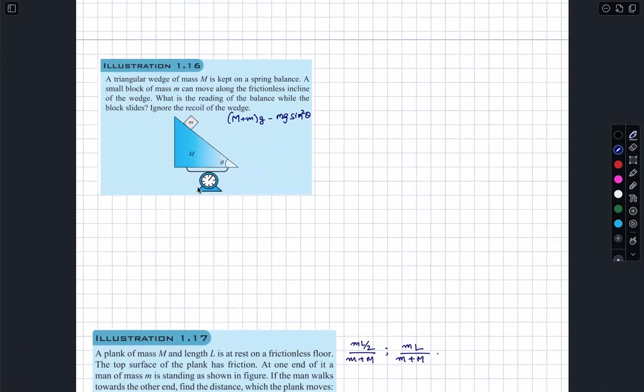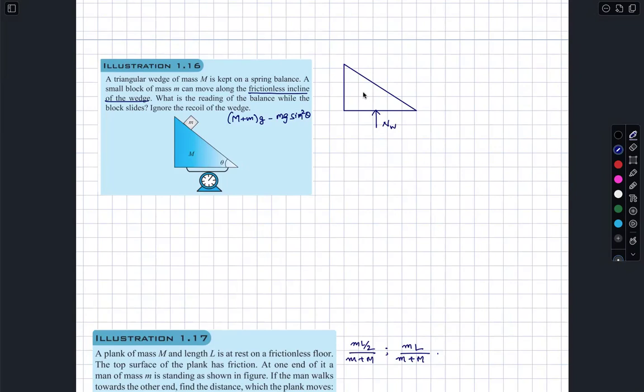A triangular wedge of mass capital M is kept on a spring balance. A small block of mass m can move along the frictionless incline of the wedge. What is the reading of the balance when the block slides? Remember, the spring balance responds to the pressing force or normal reaction force of the wedge. And I will call this N wedge. Okay, but what are the different forces?